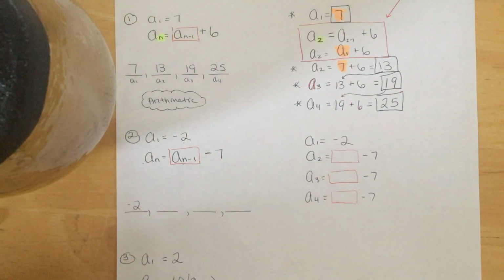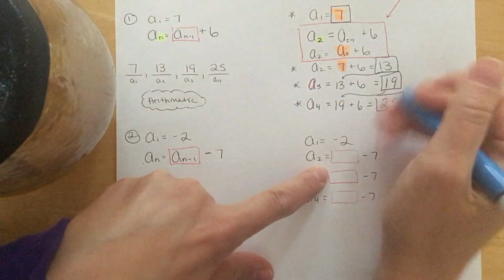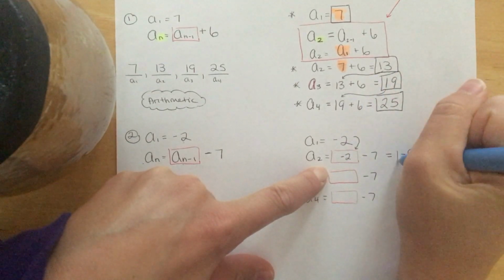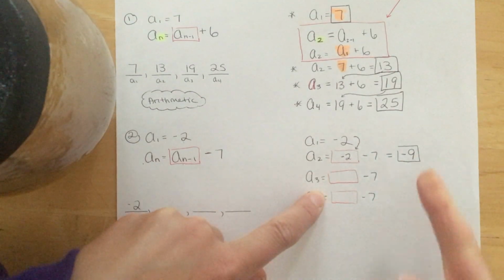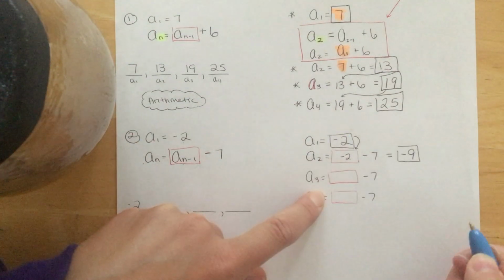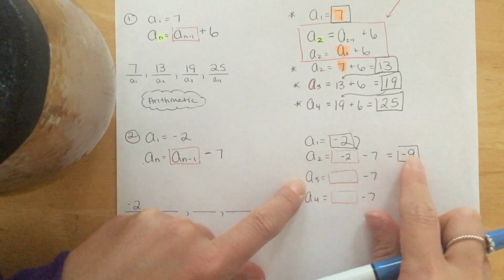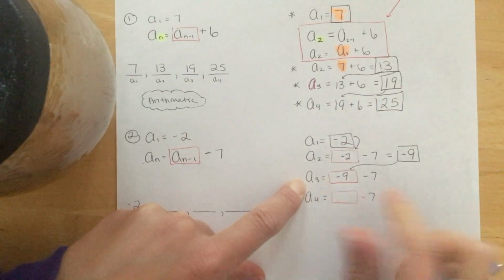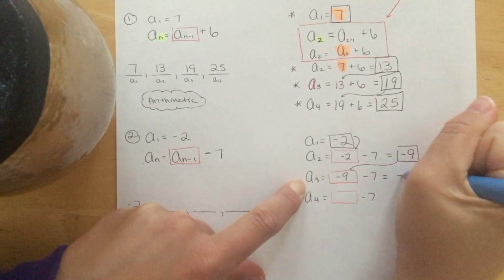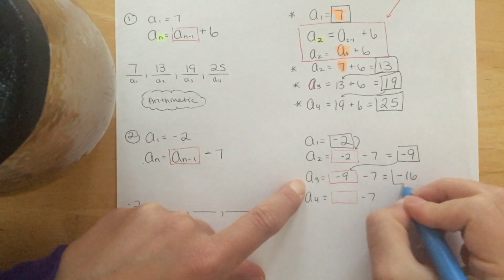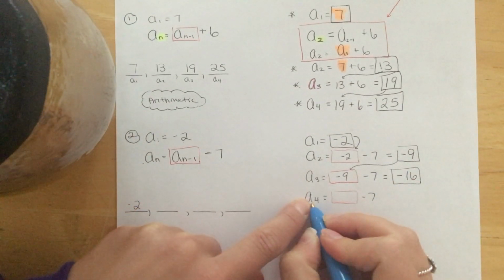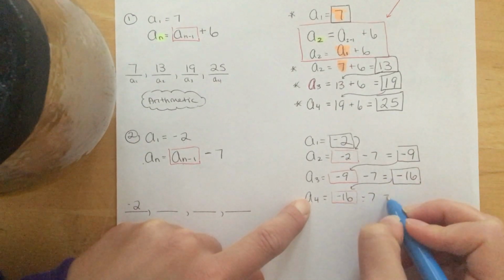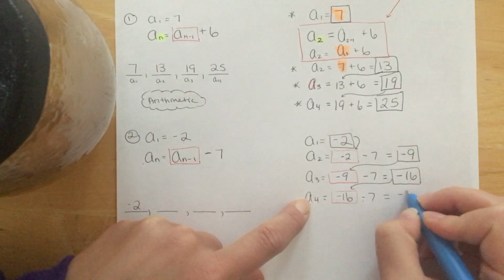So in this case, my previous number was -2, that goes in here. -2 minus 7 is equal to -9. Okay, I box it in because that's part of my sequence. I'm gonna box that one in too. A of 3, the third term in the sequence, is equal to this number before it, which is -9. So that goes in here. Minus 7. -9 minus 7 is -16. Box it in. A of 4, the fourth term in the sequence, is equal to the previous number, which is -16 now, minus 7. So that equals -23.